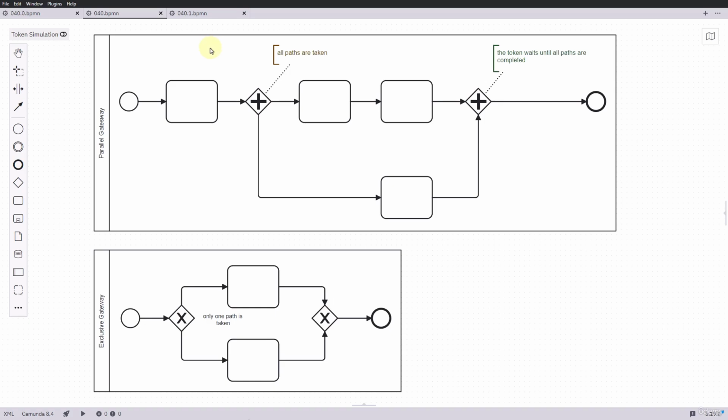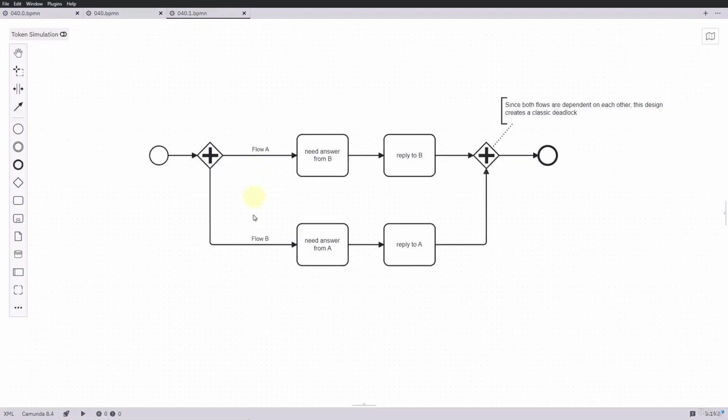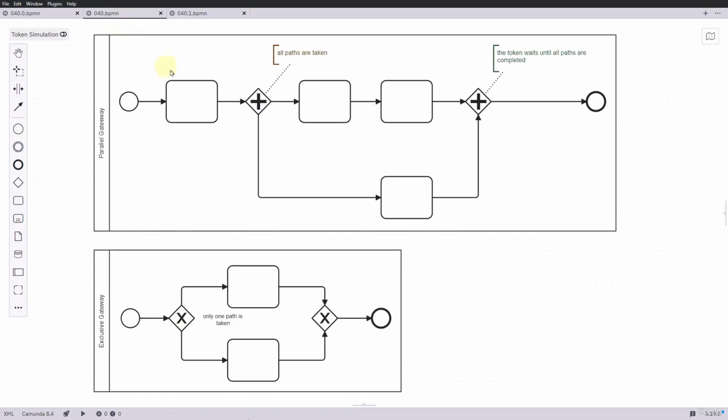What are deadlocks in the process and what makes them so risky? Deadlocks in process modeling refer to a situation where two or more process paths are blocked in such a way that none of them can continue without the interaction of another path. This leads to a standstill in the process as none of the paths involved can progress. Deadlocks often occur when parallel processes are modeled. But the parallelization is precisely the strength of the parallel gateway.